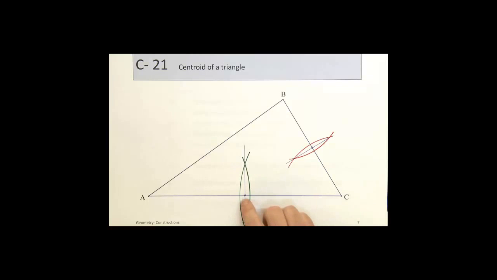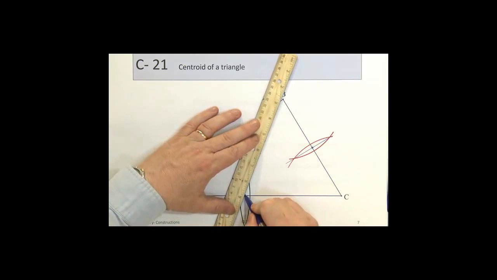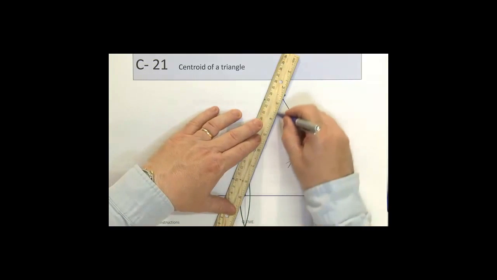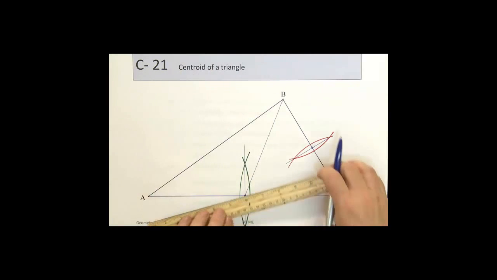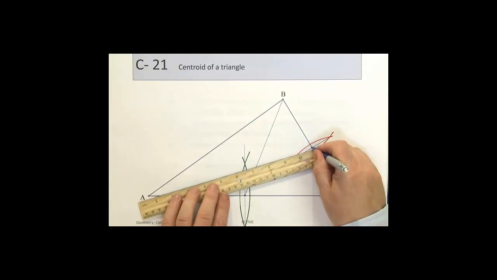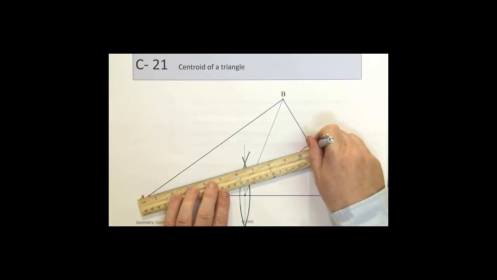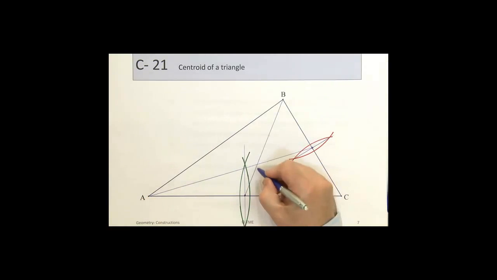What we do is we join the midpoint to the vertex opposite. So using construction lines, and a construction line from here to the vertex opposite to A, I can find the point where they both join, and that's the centroid.